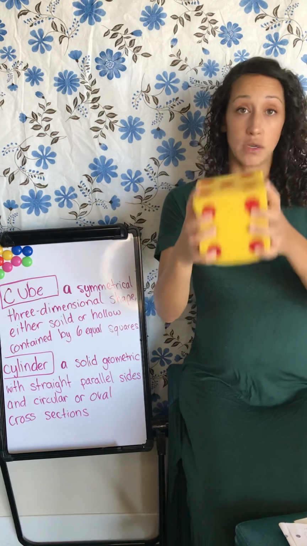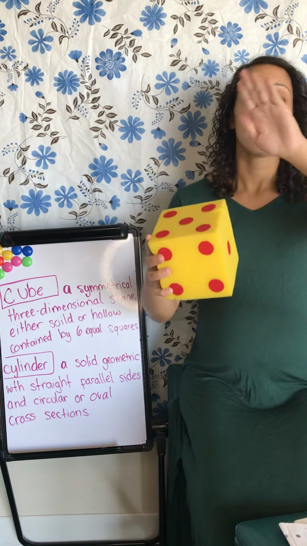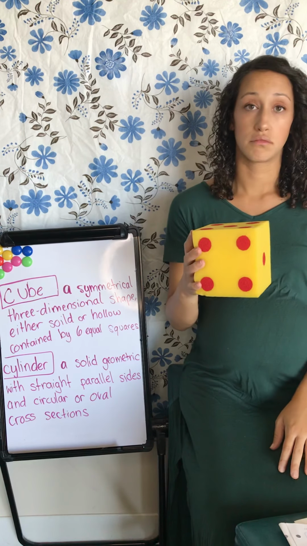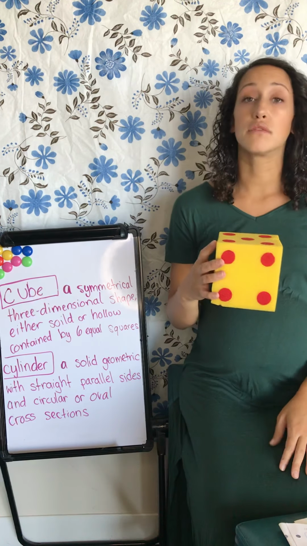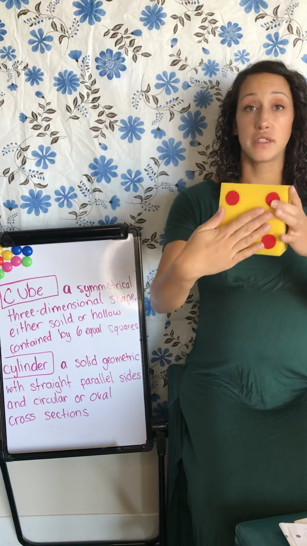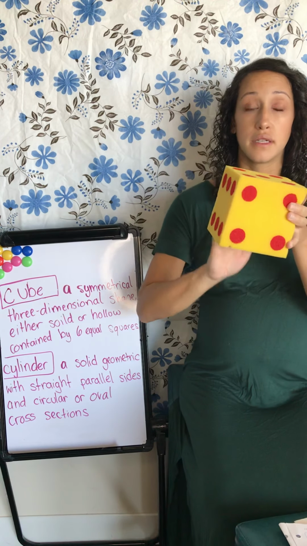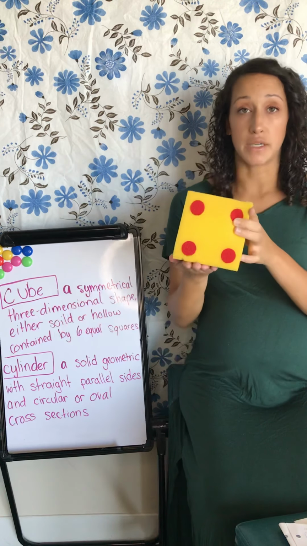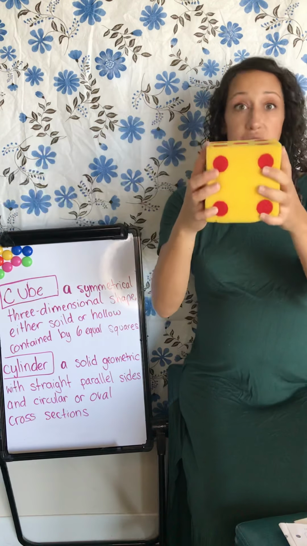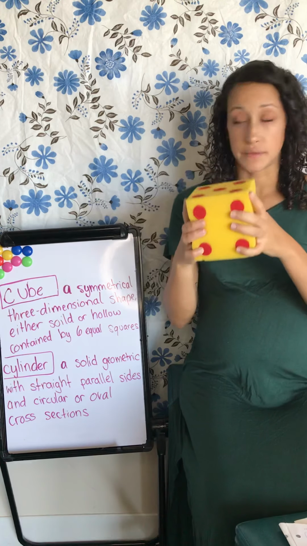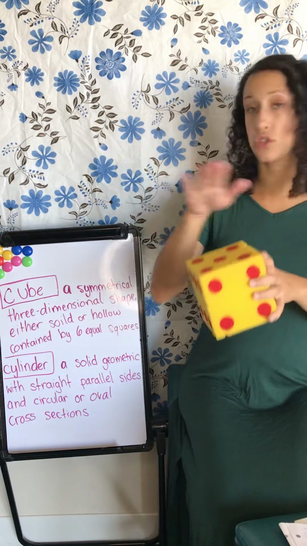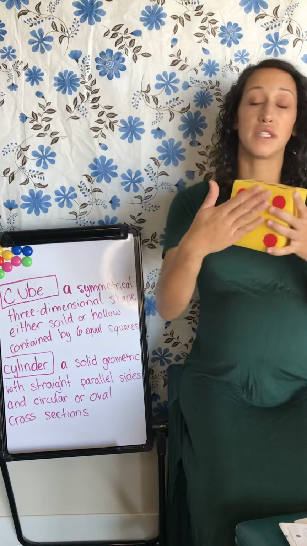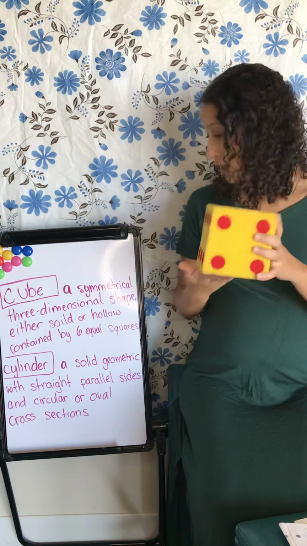Three-dimensional. It means I can hold it. It has a front, a back, top, bottom, side to side. That's all it means. Three-dimensional. Front, back, side, side, top, bottom. It means you can hold it. That's in real life. So it's symmetrical, all the same sizes. Three-dimensional, it has a front, back, side, side, top, bottom.